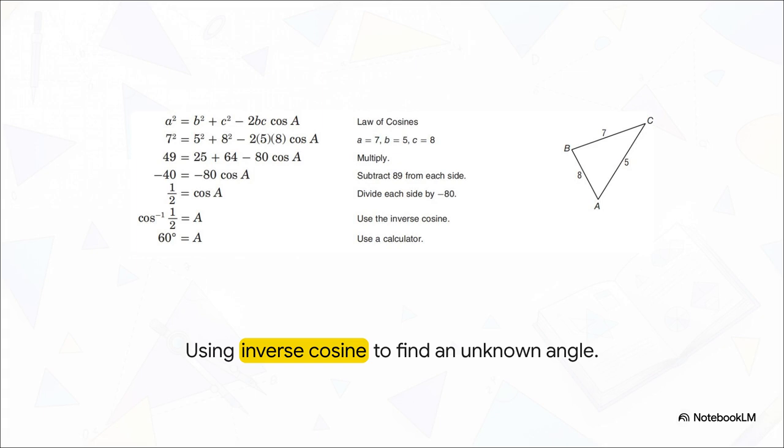Now let's simplify that. 49 equals 25 plus 64, which is 89, minus 80 times cosine A. We subtract 89 from both sides, giving us negative 40 equals negative 80 times cosine A. Then we just divide by negative 80 to isolate cosine A, which gives us 1/2, or 0.5. Finally, we ask our calculator for the inverse cosine of 1/2, and just like magic, the math reveals that angle A is exactly 60 degrees.